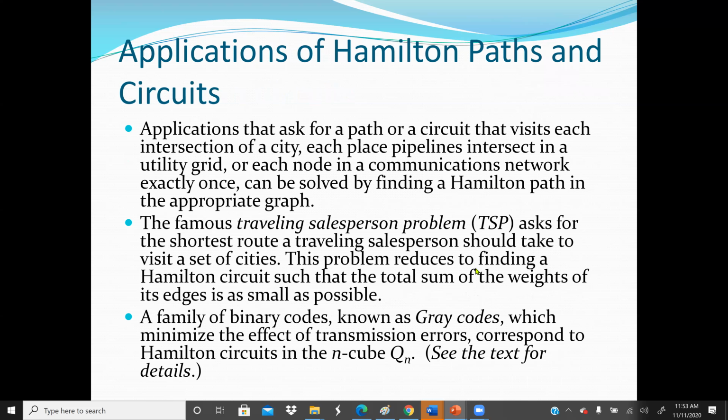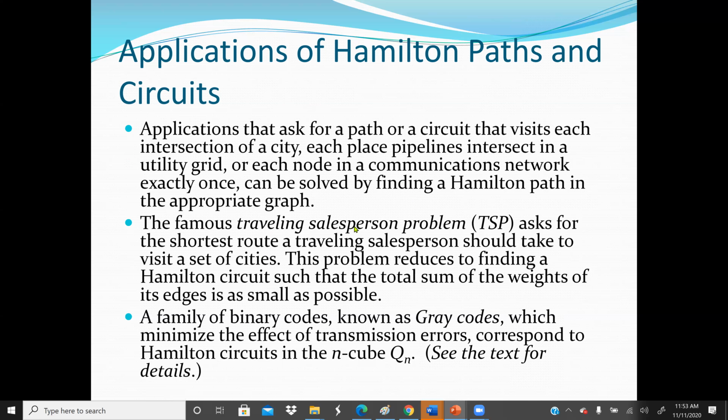And that's the condition we use. So what are the applications of Hamiltonian paths and circuits? For example, an application that asks for a path or a circuit that visits each intersection of a city, each place pipelines intersect in a utility grid, or each node in a communication network exactly once can be solved by finding a Hamiltonian path in the appropriate graph. And also our famous traveling salesperson problem.